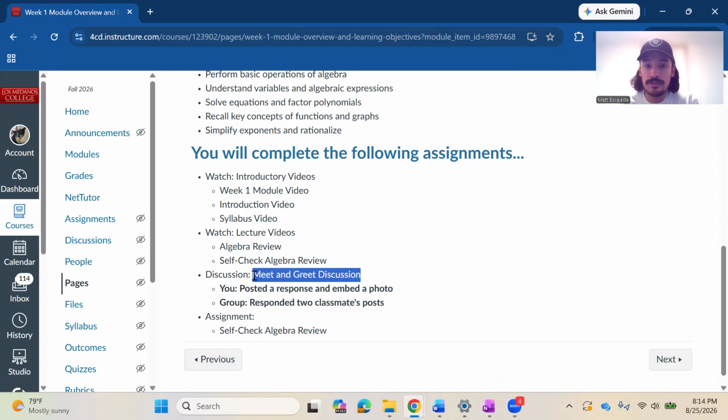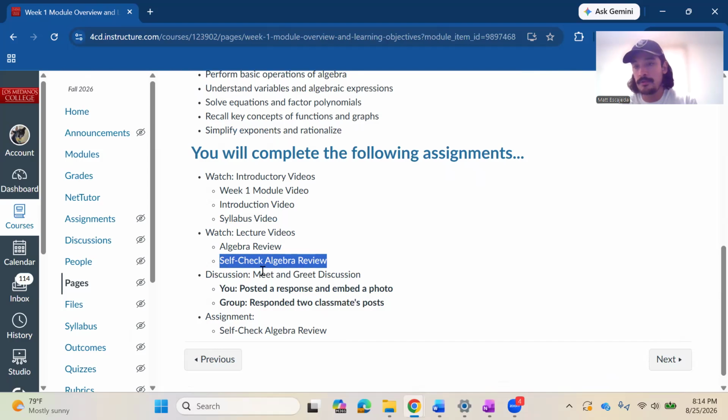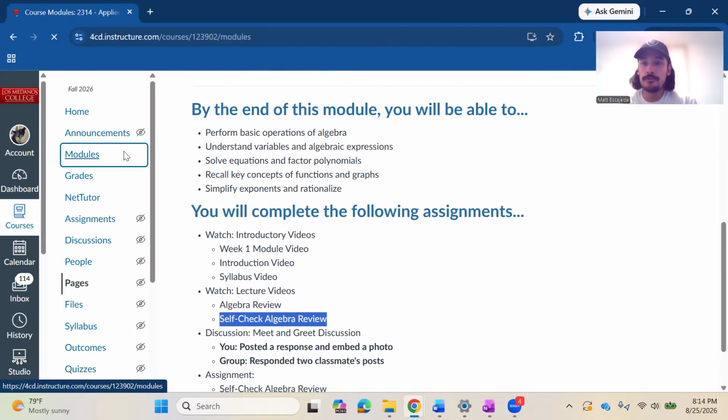Discussion: this week is the meet and greet discussion. It was also in the orientation module, but it's a part of this week as well. You post a response, embed a photo for practice, and respond to people. Then our only assignment in terms of math is a self-check algebra review. Like I said, I have a video for that where I literally go over the assignment, and that's part of the support that we have in this course. So that's our overview.